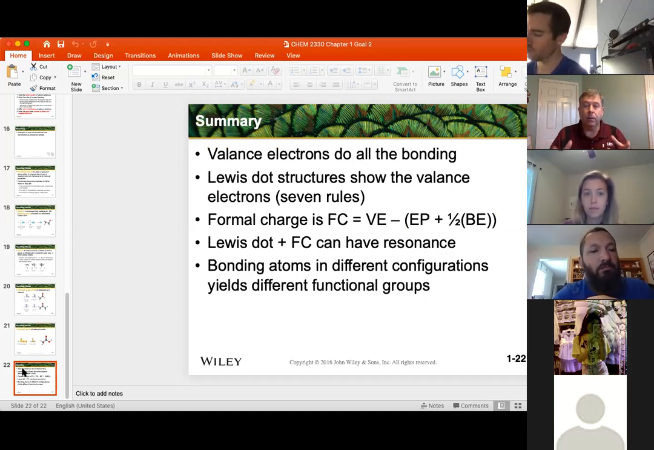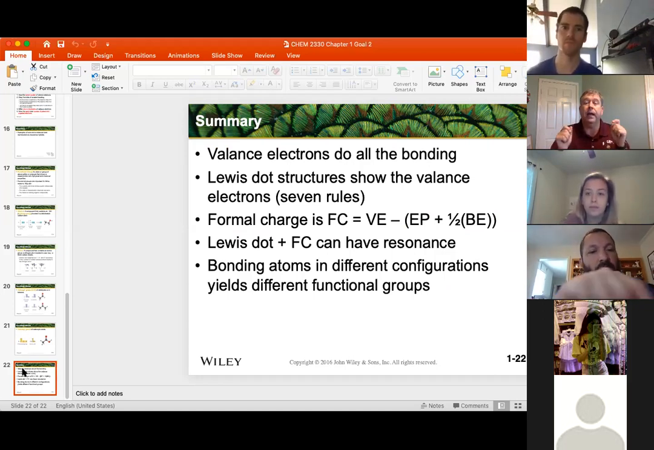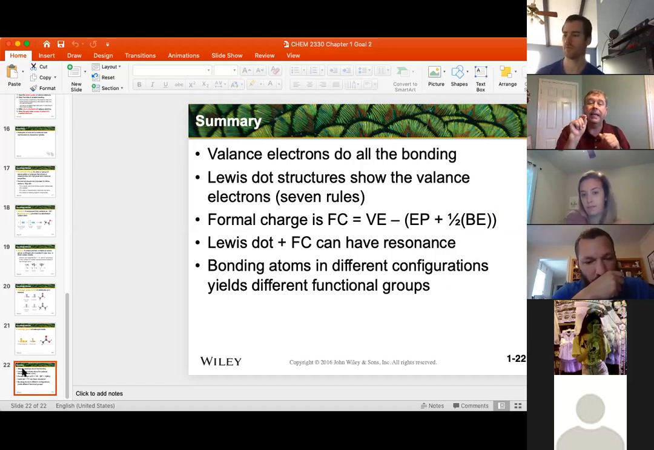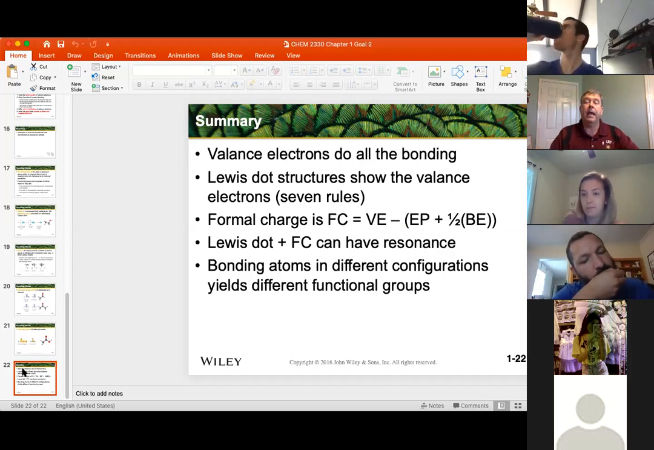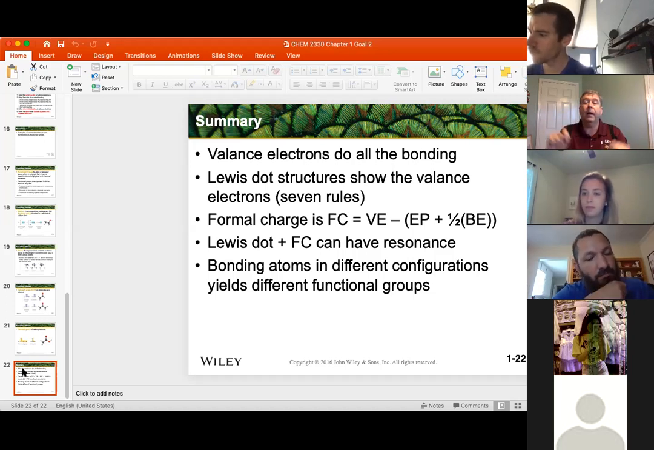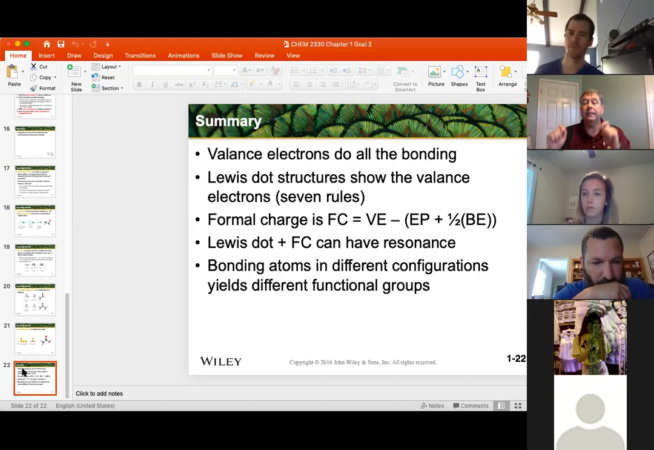So the summary for this goal is that valence electrons do all the bonding. Lewis dot structures show our valence electrons, and we use those 7 rules to get valid structures of connectivity and where the electrons are. Formal charge is used on each and every atom in a molecule, and it will give you the overall charge of the compound. The Lewis dot structure plus a formal charge can give us where the resonance or resonance hybrid might be. And by taking the same atoms and bonding them in different ways so you have different configurations, gives you different functional groups. Okay, so that is chapter 1, goal 2.